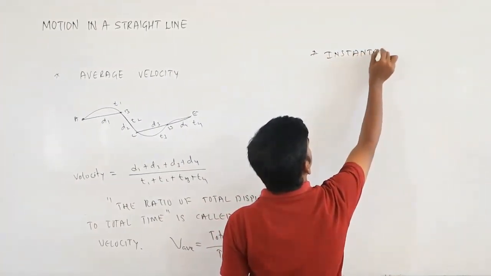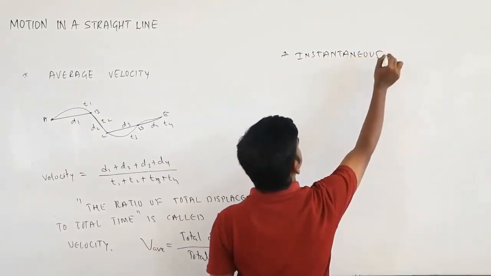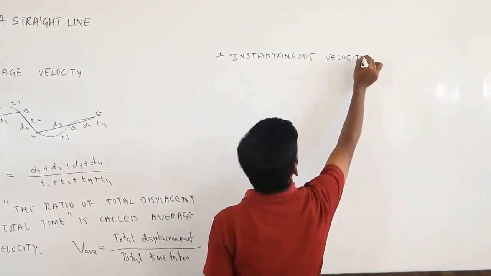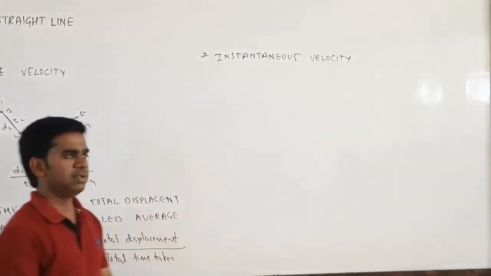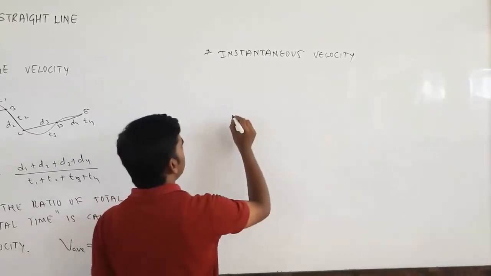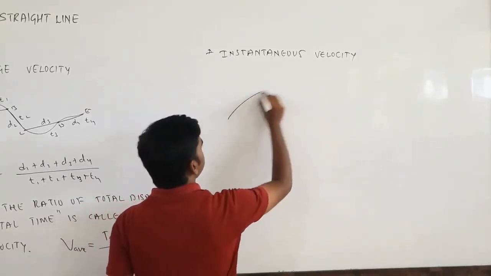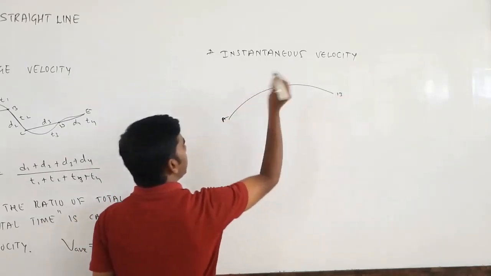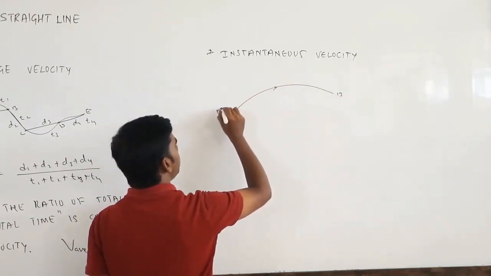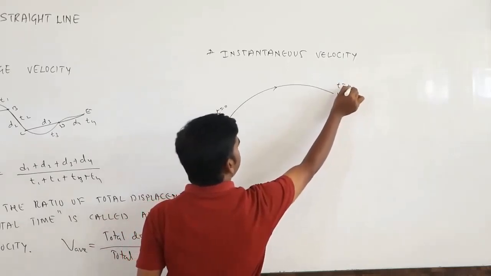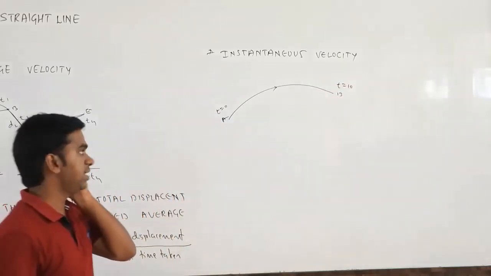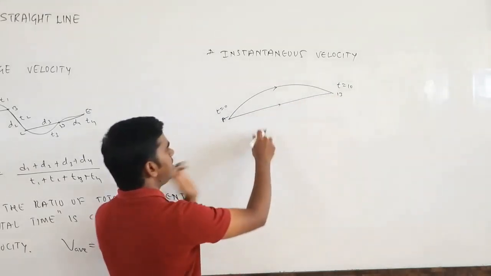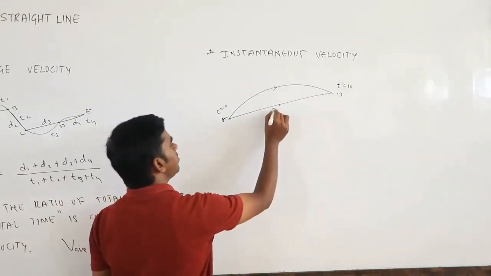Okay, I will go with the next one, that is instantaneous velocity. Now suppose there is a path like this. From A to B, say here time was 0, here time is say 10 seconds, so total 10 seconds it has taken. This is the displacement, say maybe some 20 meter.